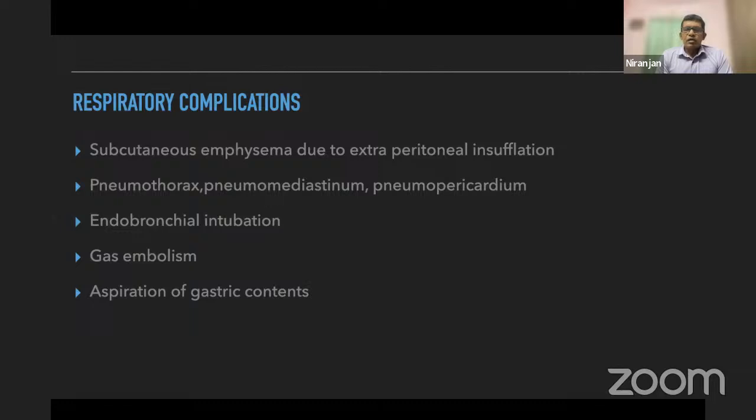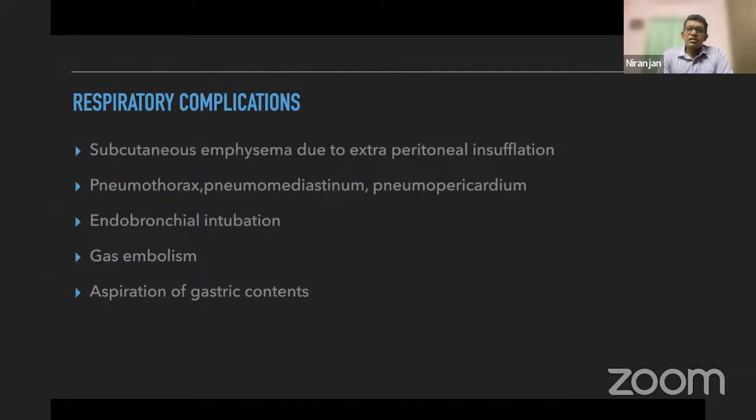endobronchial intubation. Endobronchial intubation occurs because the increased intra-abdominal pressure pushes the diaphragm upwards and the compliance of the lung goes down, and the trachea is displaced upwards, so that the endotracheal tube goes into one of the bronchi. So only one side of the lung gets ventilated.